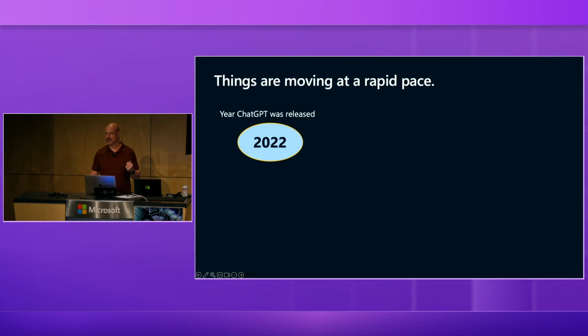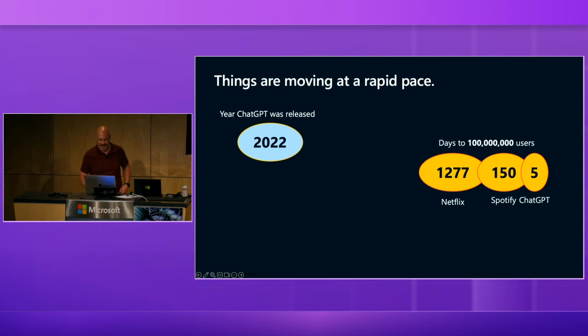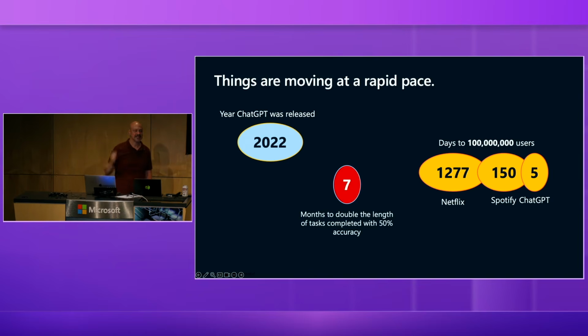ChatGPT was released in 2022. It seems like a long time ago, and so much has changed since then. Looking at days to 100 million users, Netflix took 1277 days, down to 5 days for ChatGPT. And the amount of time it takes to double the productivity of AI is changing every 7 months.